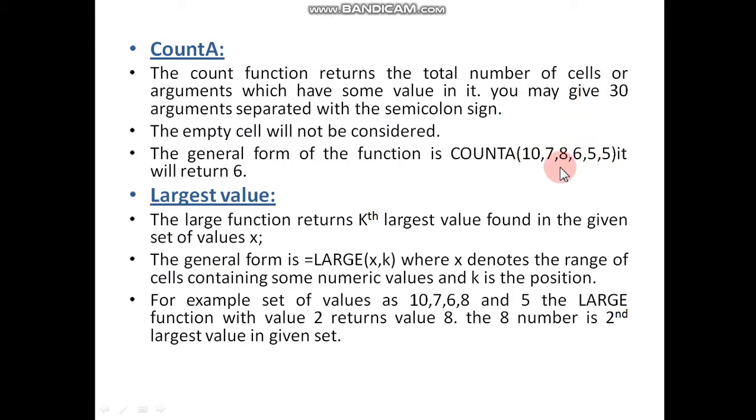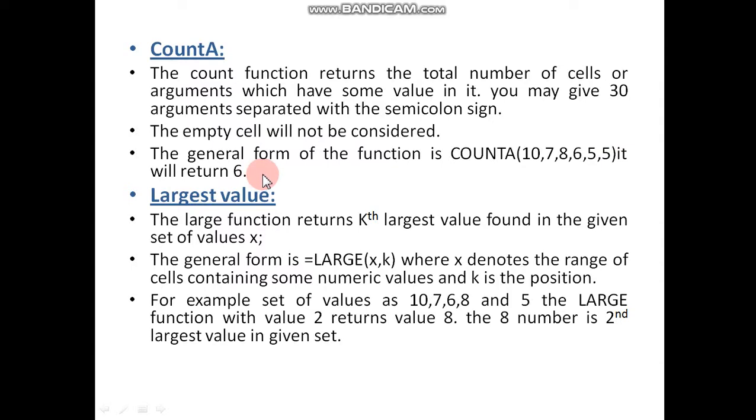Only a maximum of 30 values appear here. The empty cell will not be considered. The general form of the function is COUNTA: 10, 7, 8, 6, 5, 5. It will return 6. Why will it return 6? Because it counts the cell addresses: 1, 2, 3, 4, 5, 6. So it will return 6.